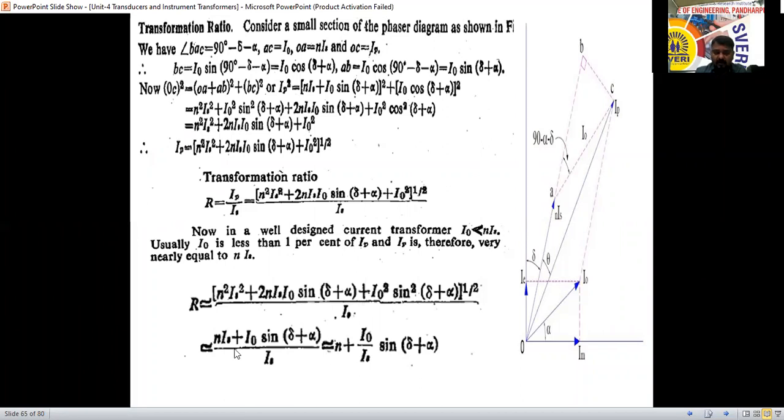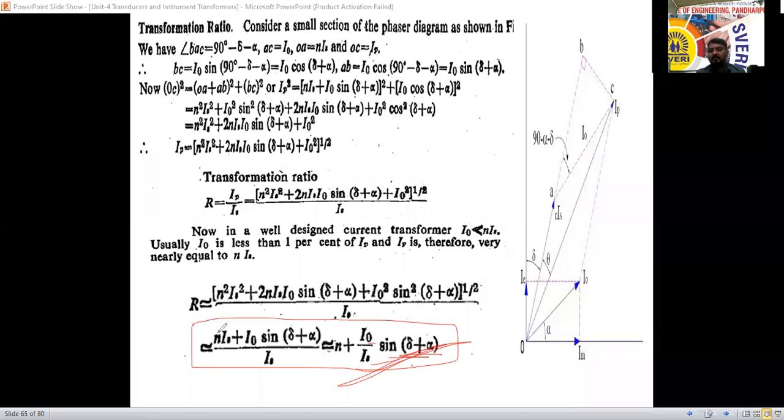And then what will happen? So N into IS plus I0 sine (delta plus alpha). You separate this term here. NIS divided by IS is nothing but N only. IS gets cancelled, and I0 by IS into sine (delta plus alpha). This is the transformation ratio equation for the current transformer: N plus I0 by IS sine (delta plus alpha). This formula you have to remember, the complete formula.